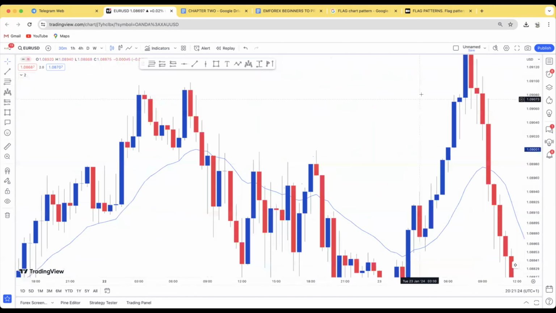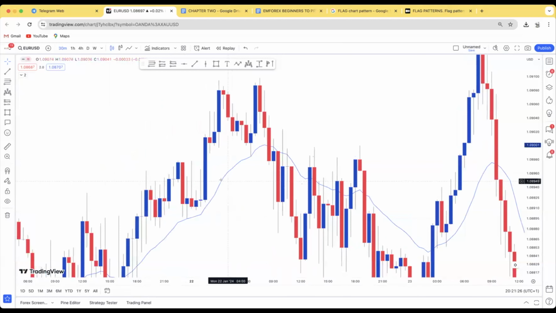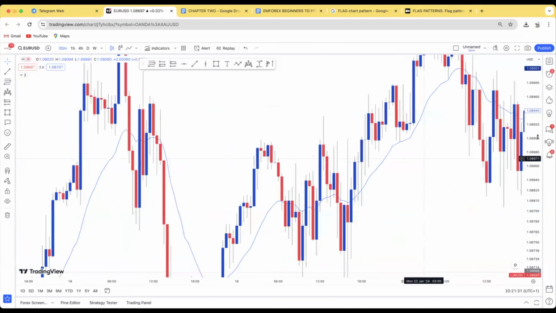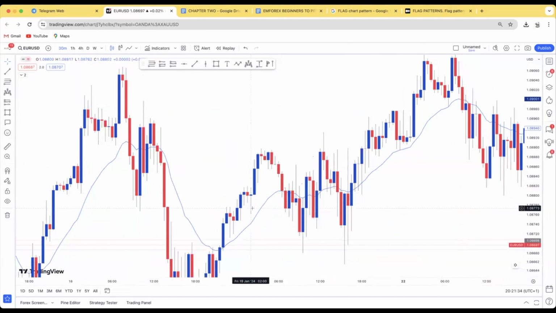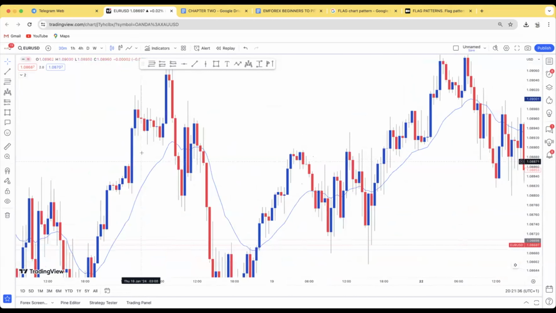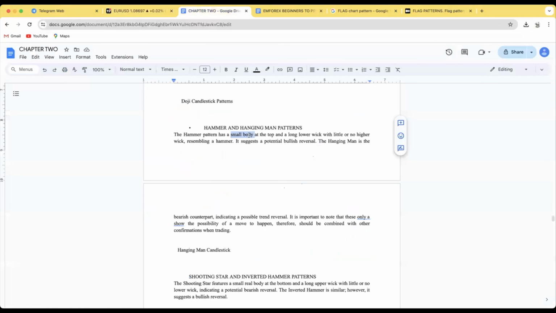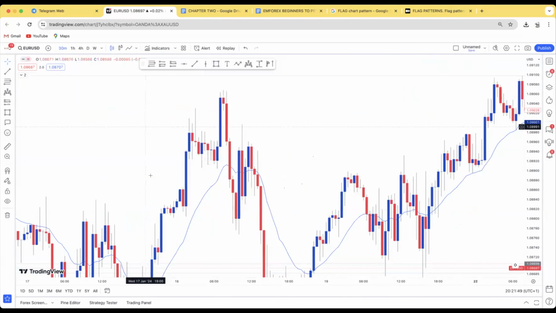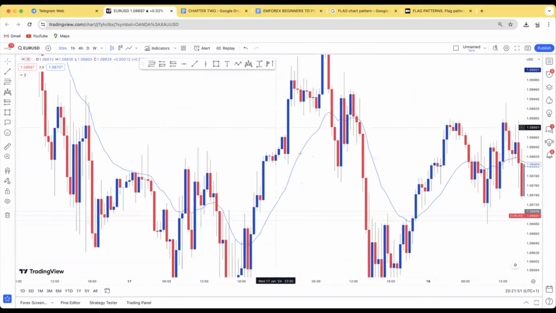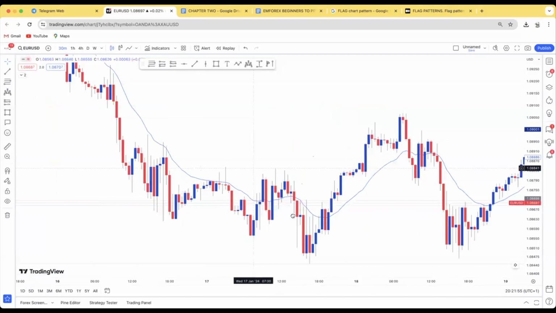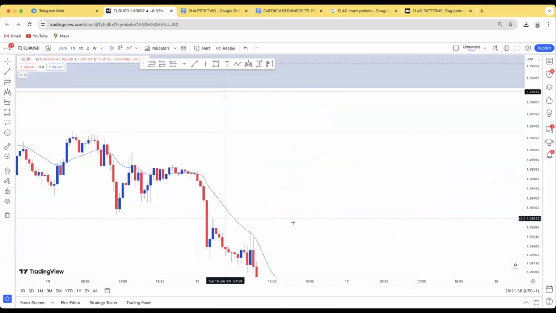Let's look for another identification. You can spot them at potential resistance levels. So let's see, the formation says a small body at the top and a longer wick with little to no highs. This is the way you recognize a pattern. You just take the psychology behind the pattern and then you try to identify them.